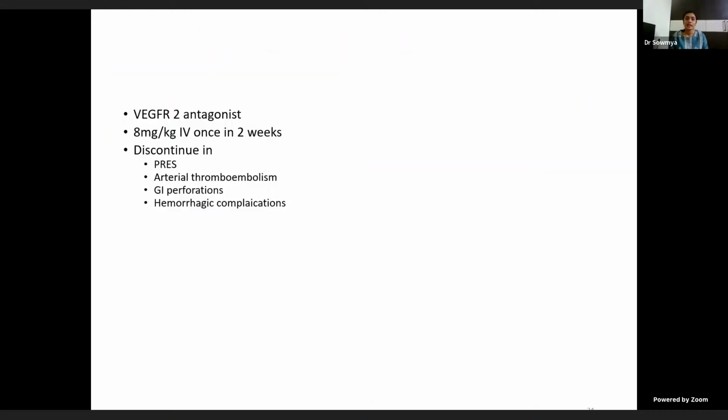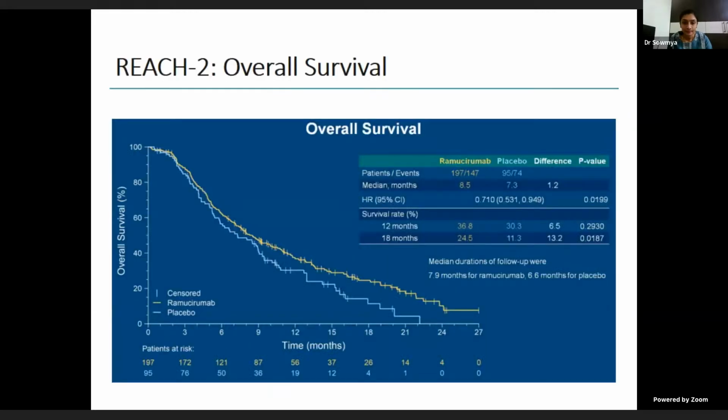This is given at a dose of 8 milligram per kg body weight IV once in 2 weeks. And drug discontinuation is warranted in case of PRES, uncontrolled hypertension, arterial thromboembolism, GI perforations, and hemorrhagic complications. This is a graphical representation of Kaplan-Meier analysis showing higher median OS of ramucirumab arm compared to placebo.